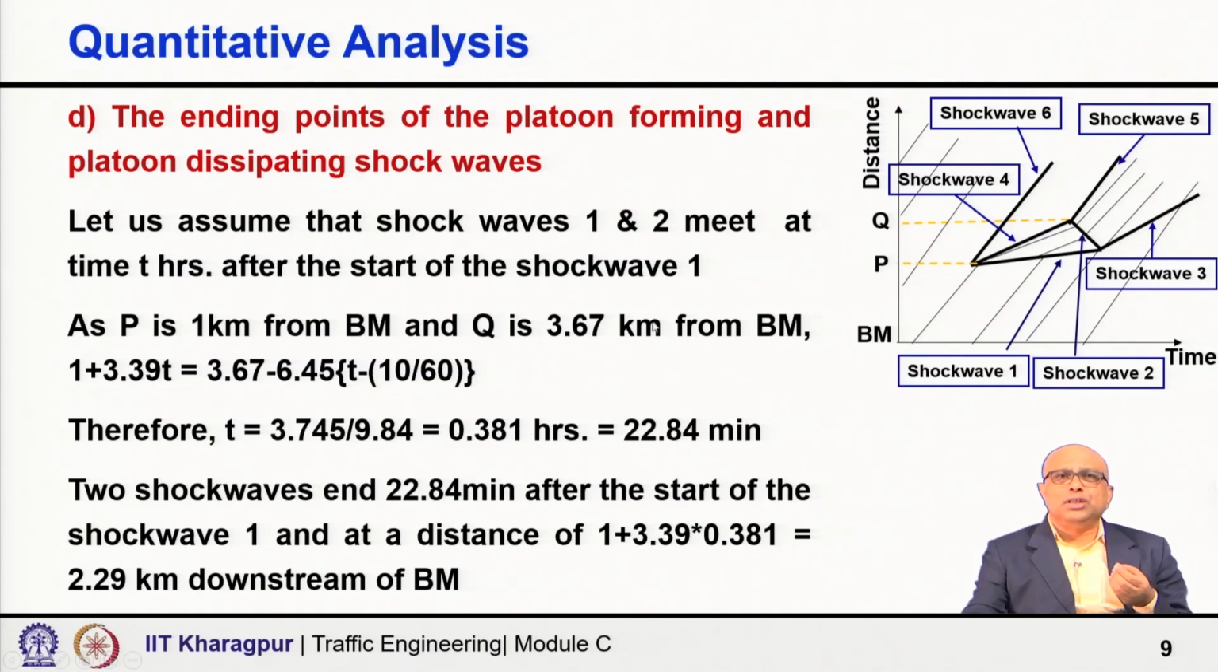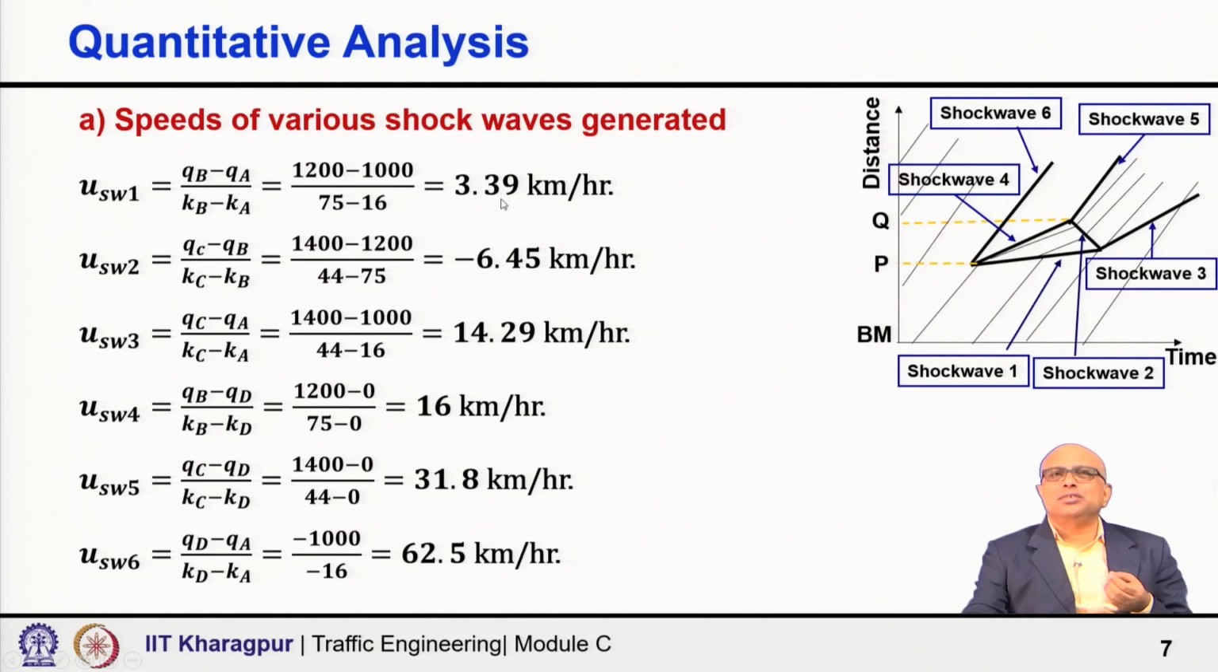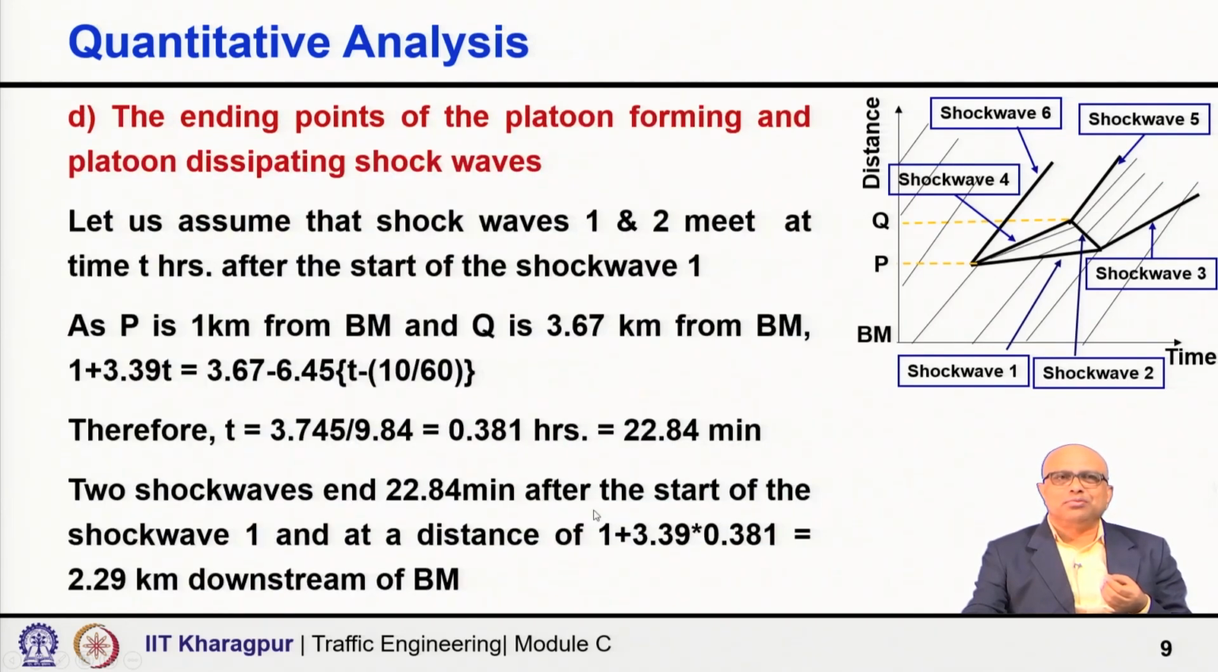So, what will then be the distance of point Q from the benchmark? It will be 2.67 kilometer plus 1 kilometer, as point P is 1 kilometer from the benchmark. So, 3.67. So, what we can do is 1 plus 3.39t. What is 3.39? 3.39 is the speed of this shock wave. So, at time t, how much distance will it cover?